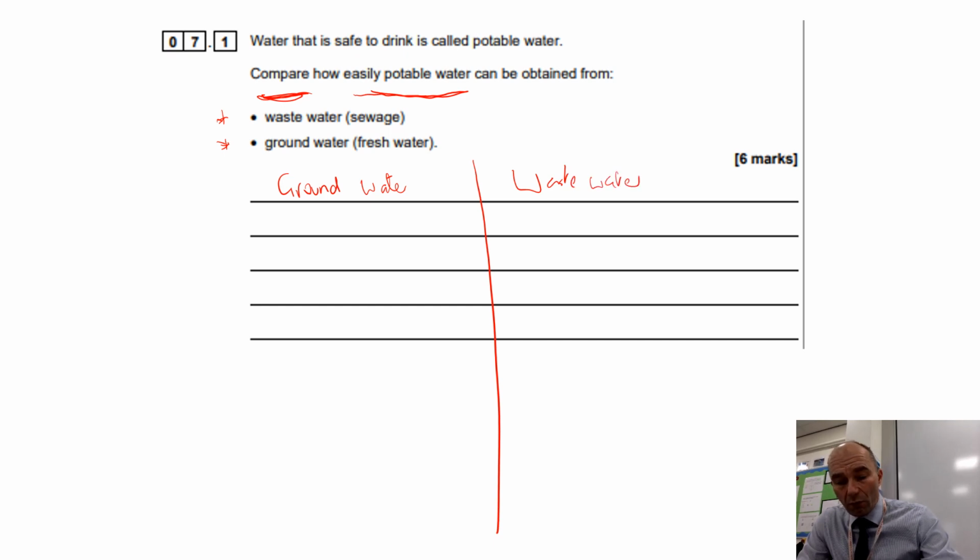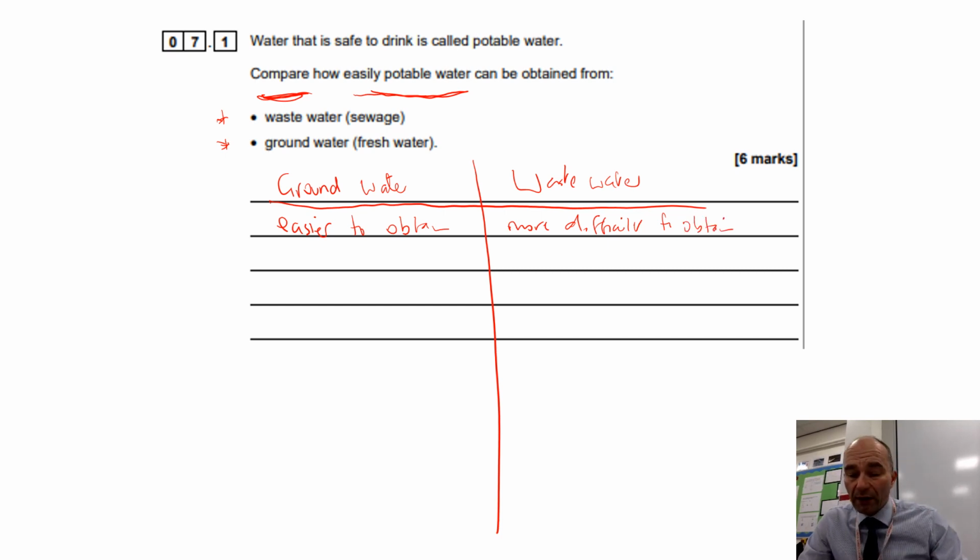And we're just comparing it. Now, first of all, it's much easier to obtain drinking water from groundwater. It's a lot purer, so easier to obtain. Now, in comparison, remember we're comparing, it's more difficult to obtain. So remember, don't just talk about one in isolation. You've got to be making a comparison.